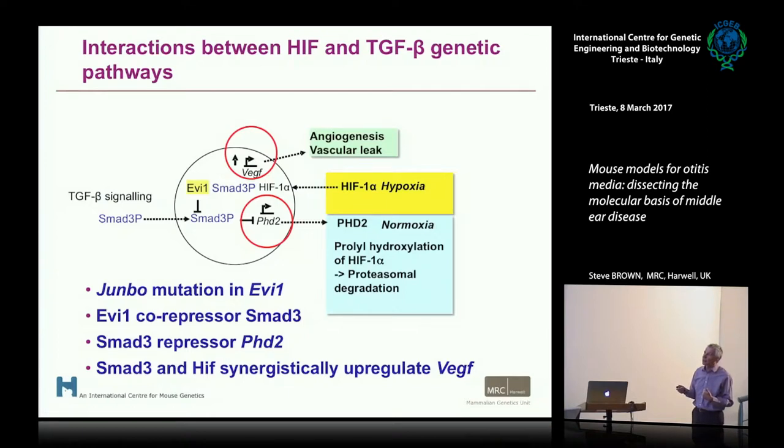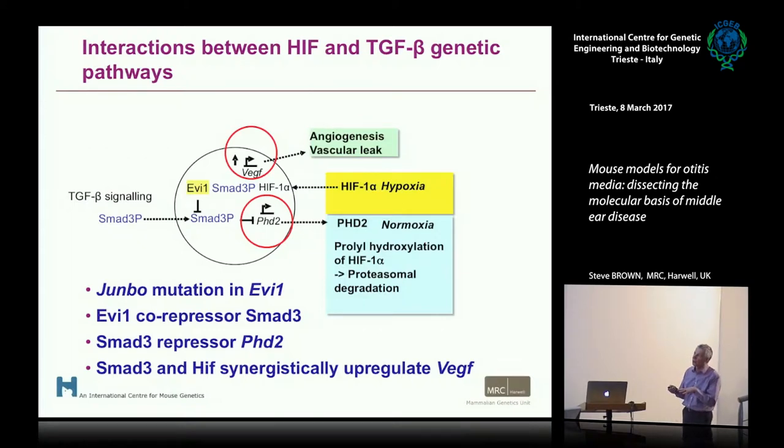But if SMAD3 is now going up, PHD2 is going down, we're transferring from a normoxic response to a hypoxic response. HIF1 alpha goes up, SMAD3 is going up, and together they're going to drive downstream pathways which are part of the HIF1 alpha and hypoxia response, including upregulation of this key molecule here, VEGF. And VEGF leads to angiogenesis, vascular leak, all the kind of things that we'd expect to see in a chronically inflamed middle ear: epithelial thickening and additional blood vessels forming, vascular leak, exudate into the middle ear, and so on.